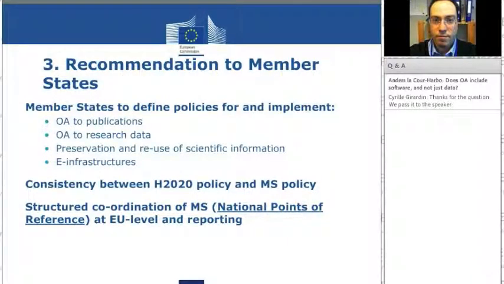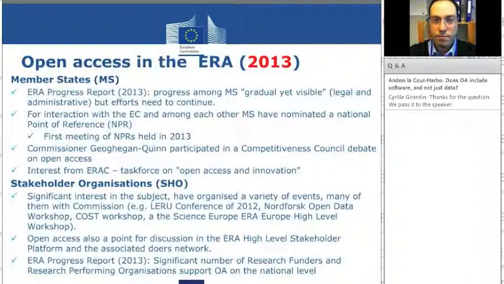And this slide is presented to give you an overview of what happened since then. This is 2013, now it's 2014, but I think it still gives a good overview of the progress. With the member states, we had the ERA progress report, which was published in the fall of last year. For open access, this report notes that there is gradual yet visible progress, meaning that in many countries they have indeed implemented policies and actions to promote open access, but only in very few cases are these hard laws. In many cases, these are soft law instruments.